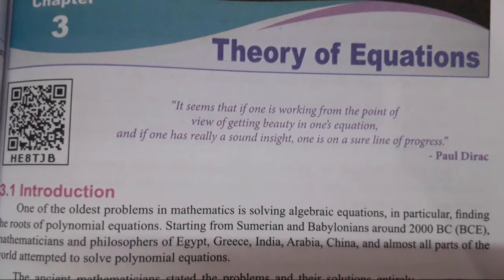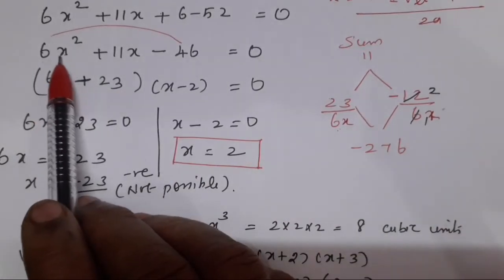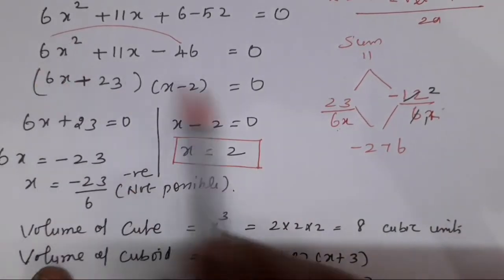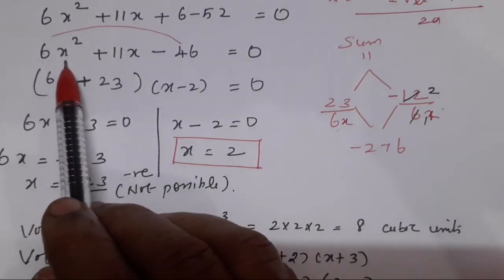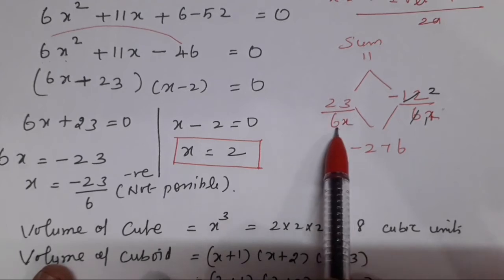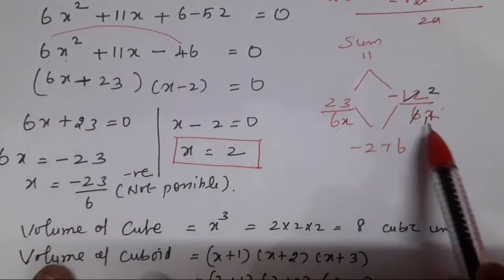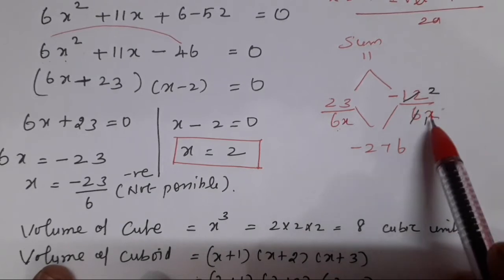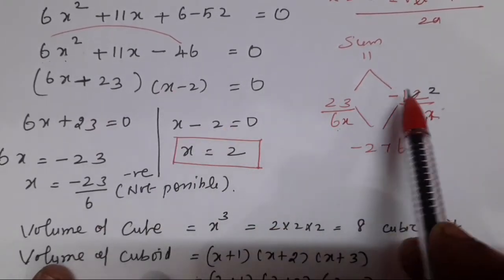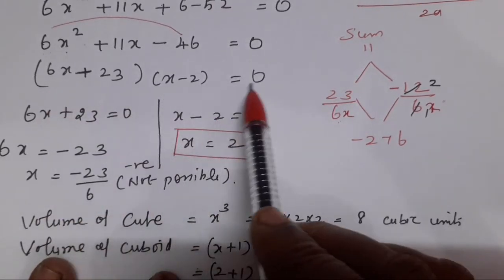Now, what happens if we are unable to cancel? Here 6x, and 6 divided by 6 cancels. The coefficient of x square is 6 divided by 6, and the alphabet is x. So if you are unable to cancel, you write 6x plus 23, and x minus 12 by 6, which is x minus 2. So (6x plus 23) and (x minus 2) equal to 0.